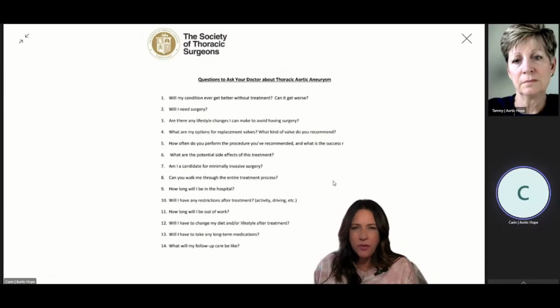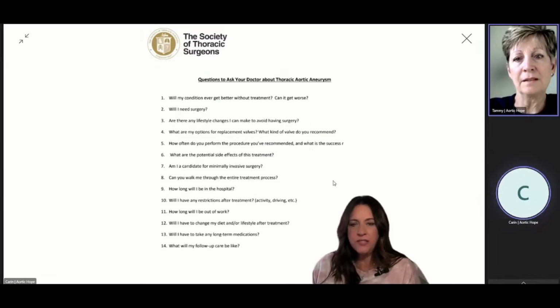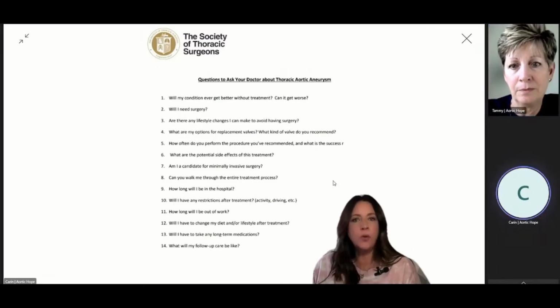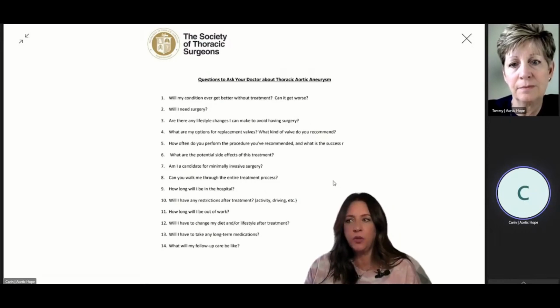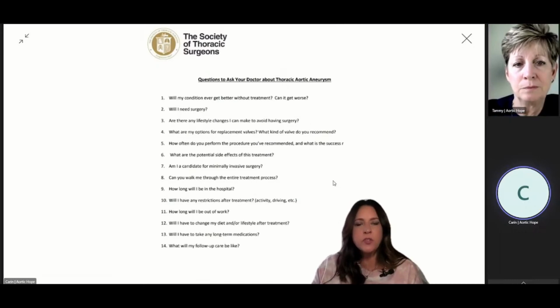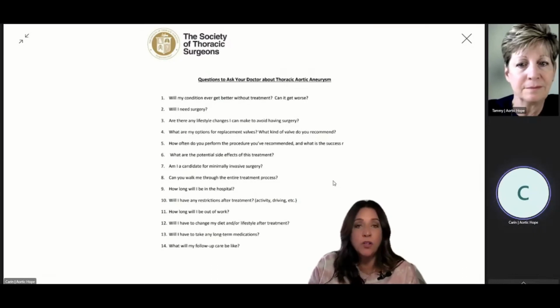So let's talk about a few of these, because I know you had an aneurysm, right? Since your dissection, Tammy. Yes, mine is abdominal. Okay, and I've got two that are thoracic. I feel like these questions really could pertain to either abdominal or thoracic. So the first one, I'm sure everybody wants to know: will your condition get better without treatment, or could it get worse?